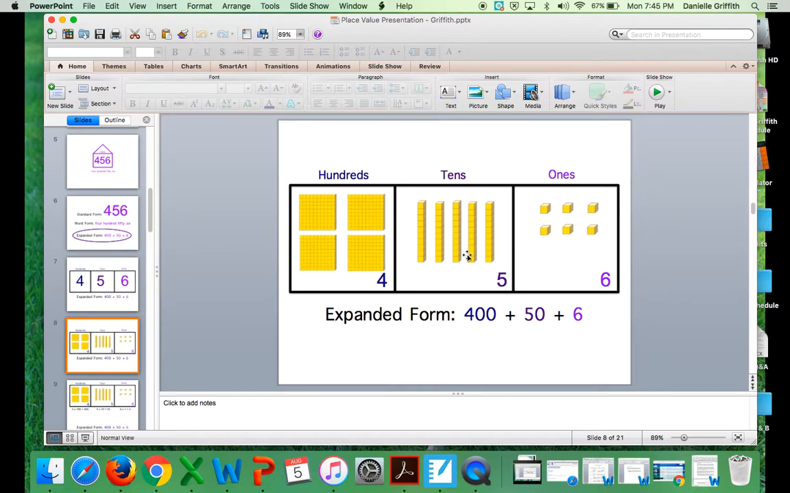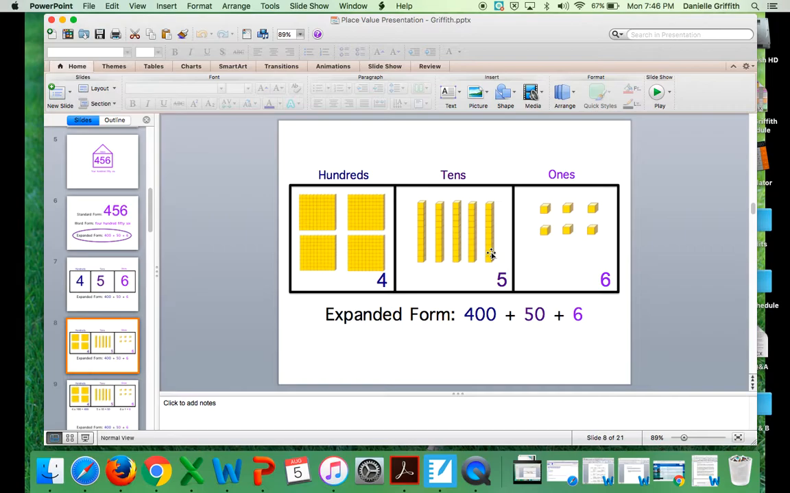And next, we move over and take a look at the 5, which is in the tens place. The 5 is worth 50, so we represent that using 5 longs. We know that each long has 10 units, so it has 10 of these units within it. So here we have 10, 20, 30, 40, 50.